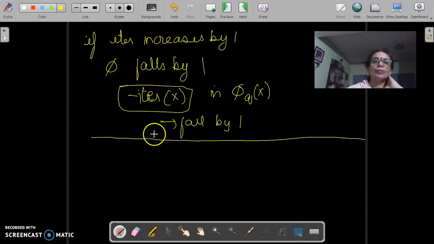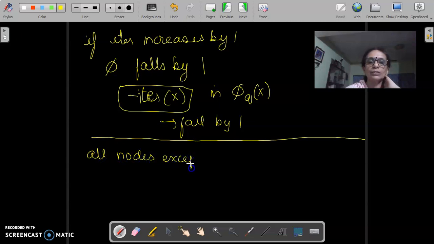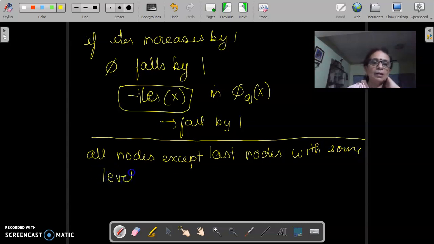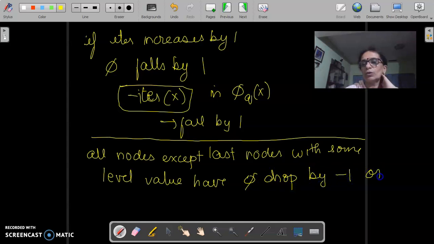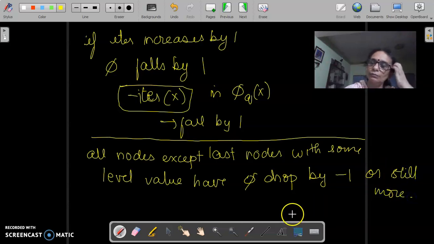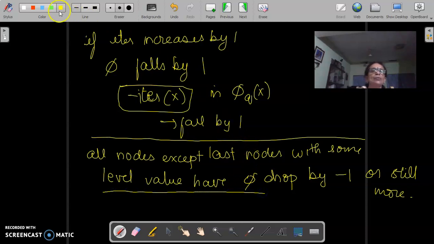So the question is now, how many nodes have such falls? We have seen that all nodes except last nodes with some level value have phi drop by -1 or still more. And so the question is, how many such nodes are there except last nodes? So how many last nodes?